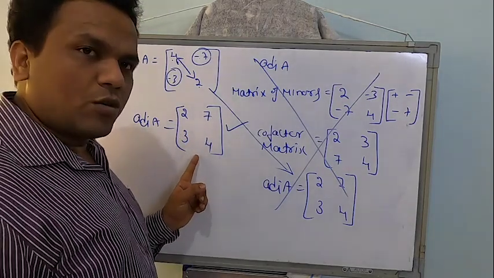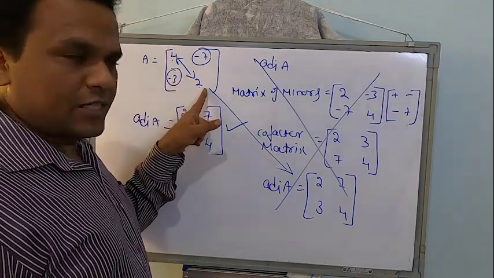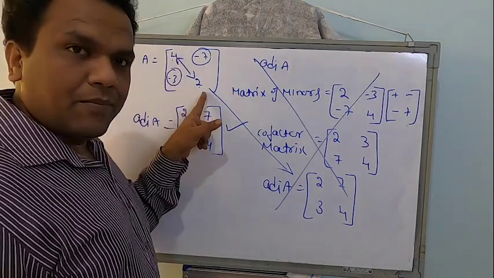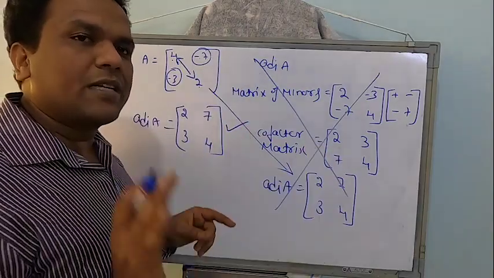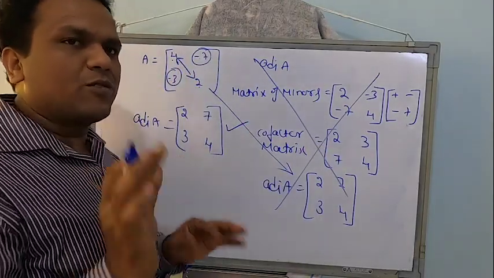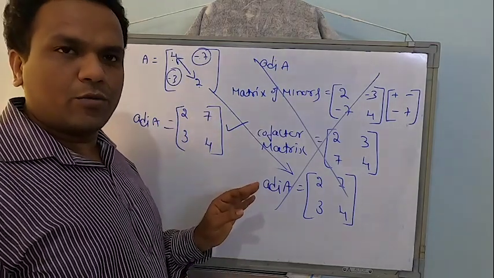So for a 2 cross 2, what to do? There are 2 steps. First step, interchange the diagonal elements. Second step, change the sign of the secondary diagonal. The elements which are present here, the same elements with opposite sign you have to write. Don't interchange these two elements. Same elements with opposite sign. Clear, students? So that's how the adjoint has to be obtained.